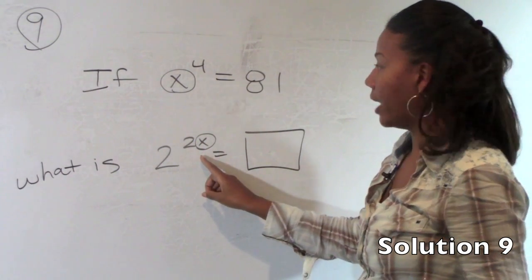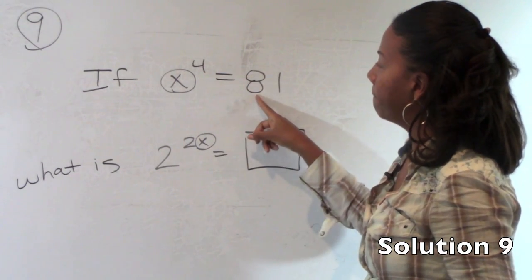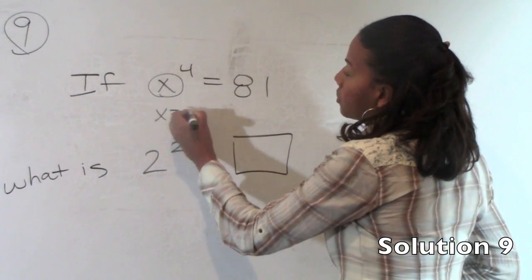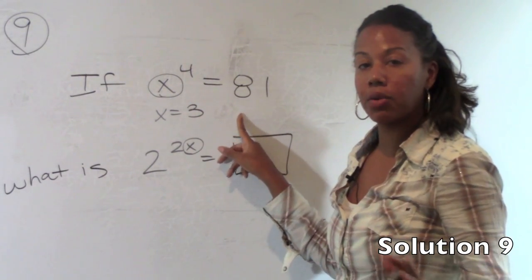Because it's the exact same value. So you might know that it's 3 to the 4th that equals 81. So that means x is 3. If you didn't know that 3 to the 4th equals 81, you can play around with it a little bit.